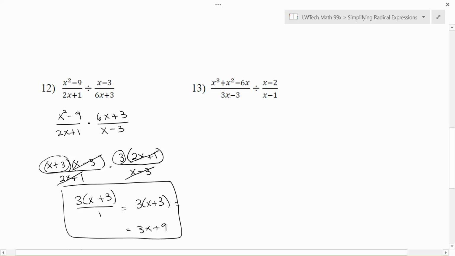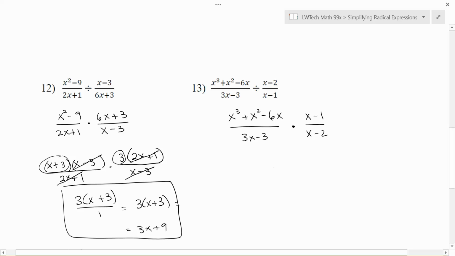In 13, again, it's another division problem. Remember, we always want to take our division problems and rewrite them as multiplication problems before we start. So here I'm going to have x cubed plus x squared minus 6x divided by 3x minus 3. Change the divide to times, and then I need to flip the other fraction over. So I'm going to have x minus 1 over x minus 2 there.